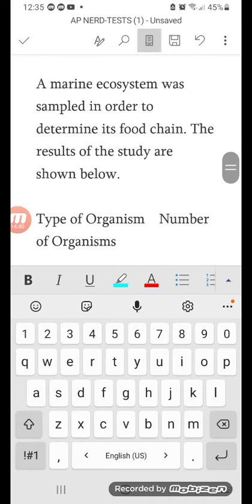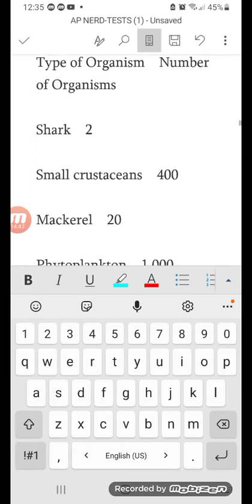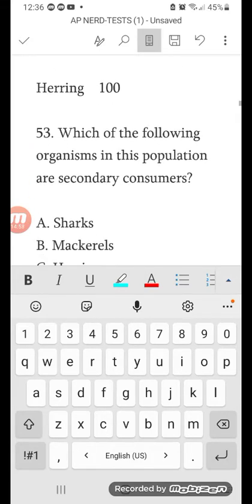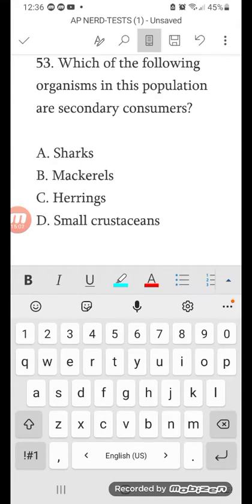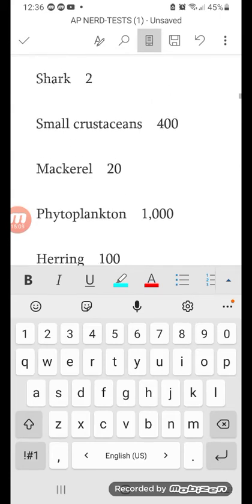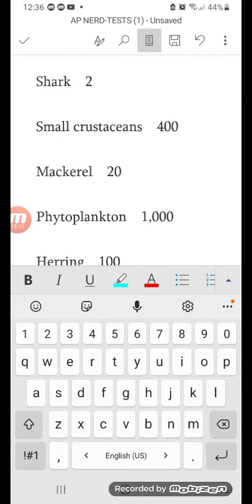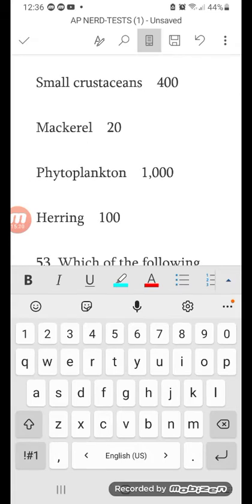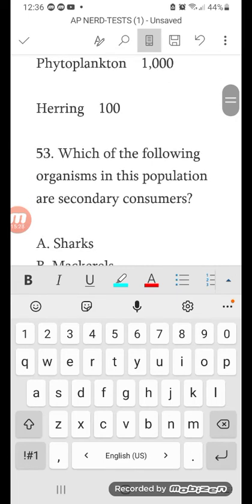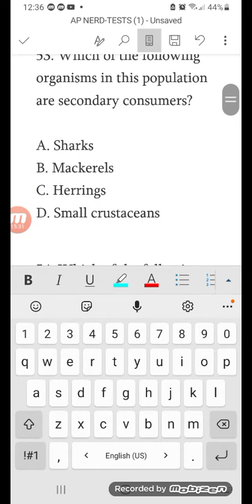Question for the following: a marine ecosystem was sampled in order to determine its food chain. The result of the study has shown sharks, 2; small crustaceans, 400; mackerel, 20; phytoplankton, 1,000; herring, 100. Which of the following organisms in this population are secondary consumers? Okay, let's do the producers. Phytoplankton are the producers because they have the largest number, 1,000. What eats phytoplankton is small crustaceans like shrimp. The number is 400, so small crustaceans are primary consumers. Then after 400 we have 100, so herring, which is a small fish. Since it's asking for secondary, the answer is herring.